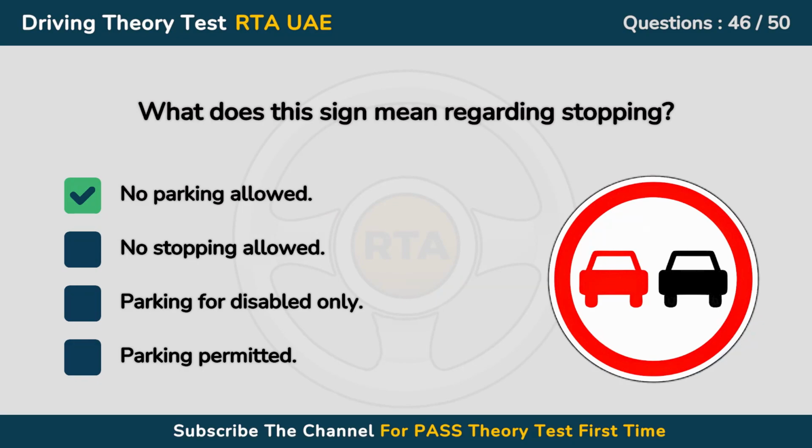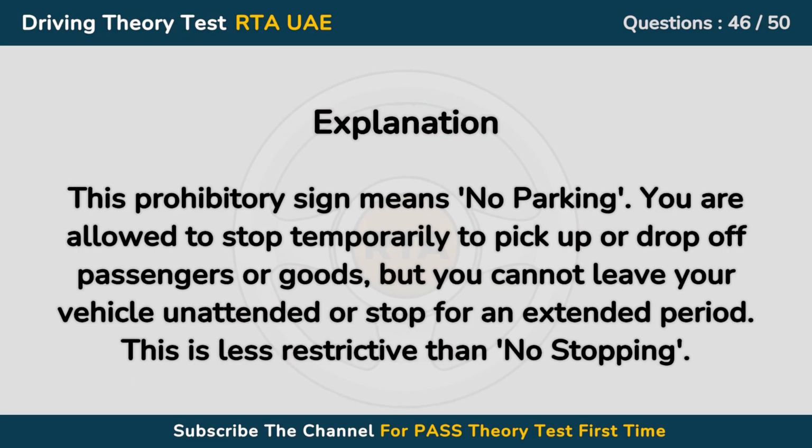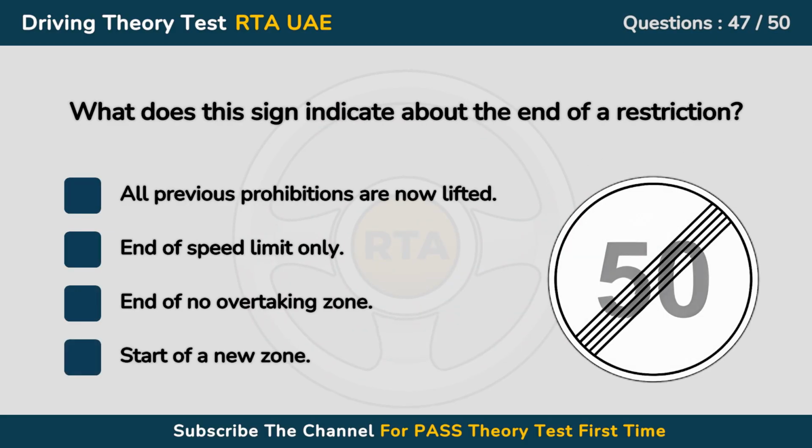Answer is A. No parking allowed. This prohibitory sign means no parking. You are allowed to stop temporarily to pick up or drop off passengers or goods, but you cannot leave your vehicle unattended or stop for an extended period. This is less restrictive than no stopping. Question 47. What does this sign indicate about the end of a restriction?